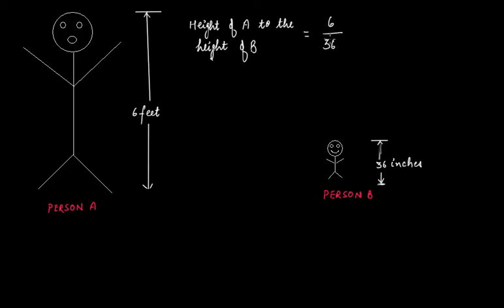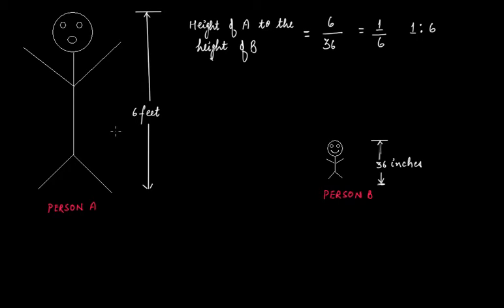6 over 36. And because we have to compare, we'll simplify this. In order to simplify, we divide the numerator and the denominator. We remember that to simplify, we always take the help of the highest common factor or the greatest common divisor. In this case, it is 6. So this will be 1 over 6, that is, 1 ratio 6. And what does it tell us? It tells us that the height of B is 6 times the height of A.